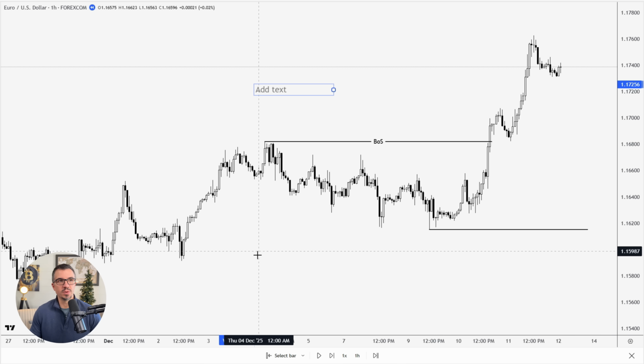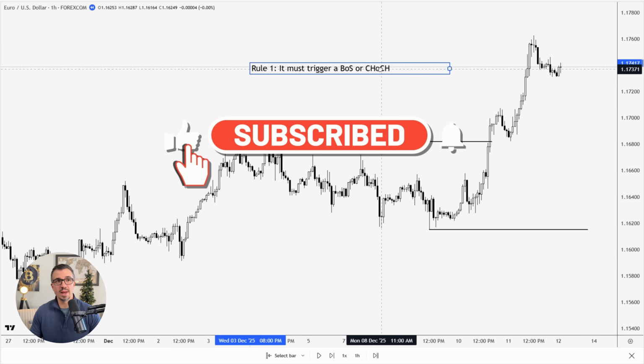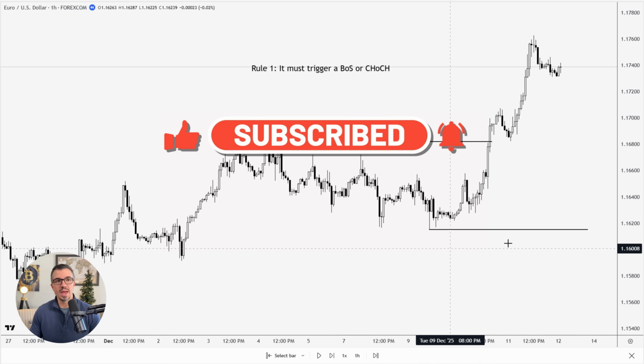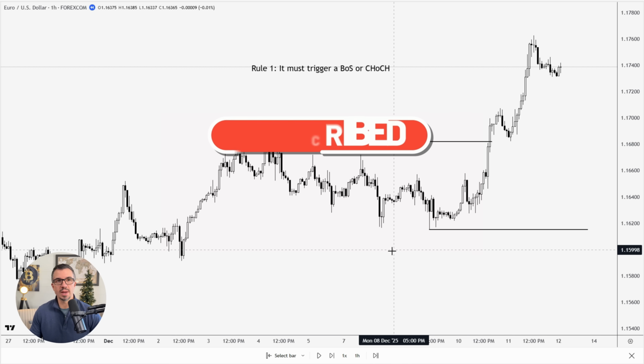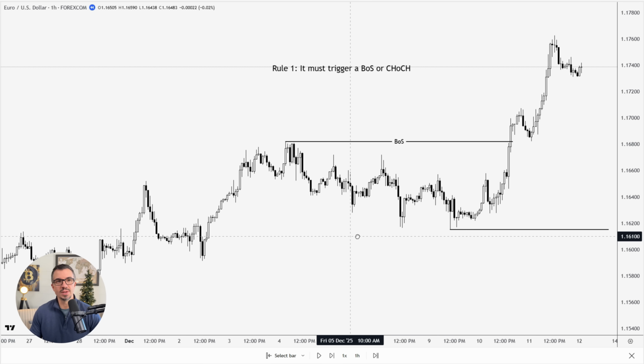And this is a non-negotiable for an external high or low. So rule number one is that it must trigger a BOS or change of character. So that's rule number one, very simple. That is how we confirm an external high or low in a market, and it has to do this. That's the only way we can actually confirm a high or low. However, there is a way to know when this is playing out if we have an internal or external low.